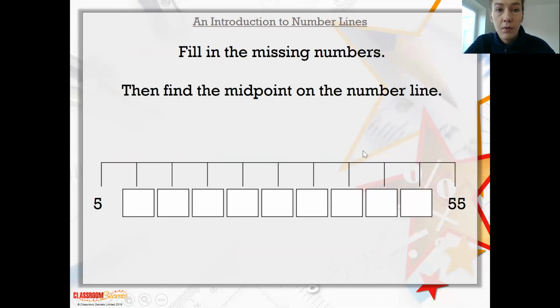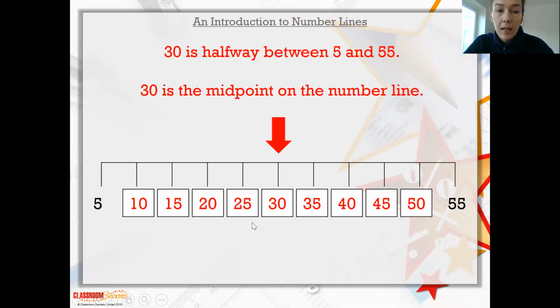Oh, right, so fill in the missing numbers. Ooh. Then find the midpoint. Okay, if you are struggling to find the midpoint on something like this, don't worry, new learning. However, I think we can manage to fill in the missing numbers because we're starting at 5 and we've got 55 for our finishing point. I think that these are going to be going up in 5. So 5, 10, 15, 20, 25, 30, 35, 40, 45, 50, 55. So counting up in your fives.